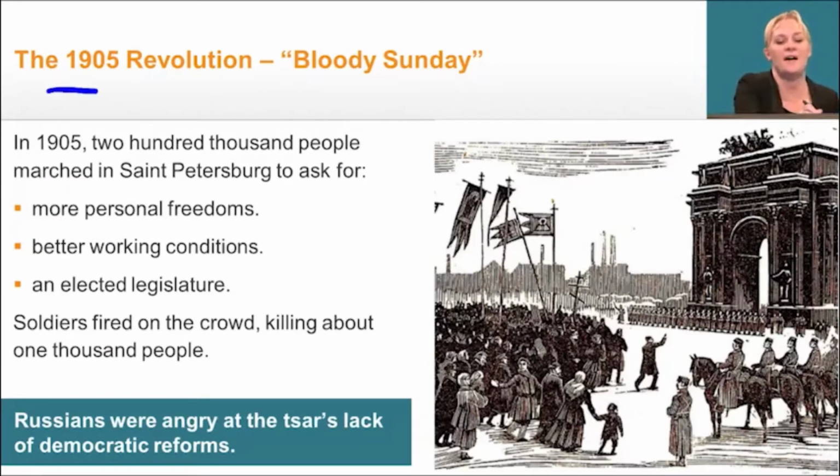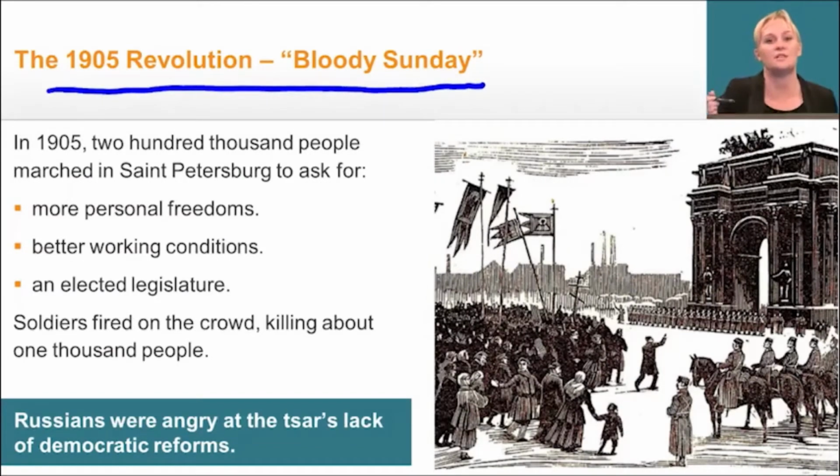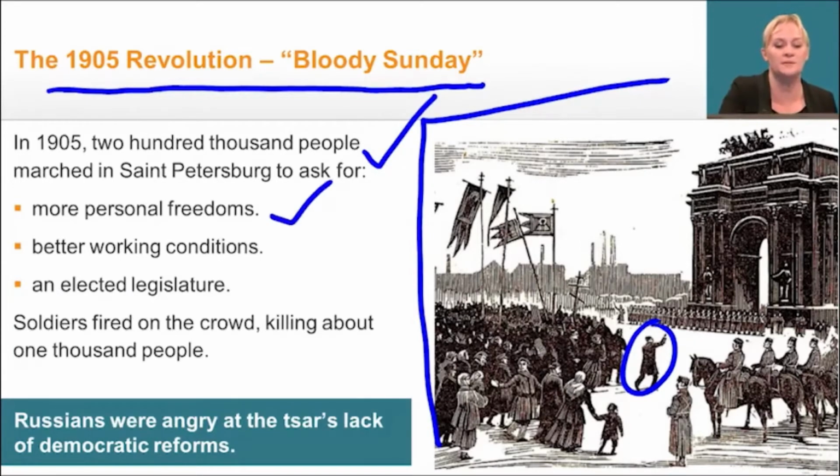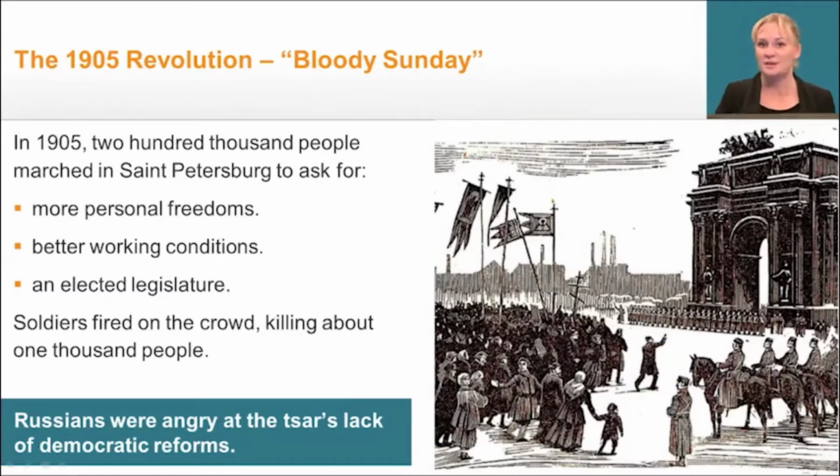This was the 1905 revolution incident that is now referred to as Bloody Sunday. Let's take a look at this photo right here. You can see all of these peasants leaving after church, following their minister, going to go talk to the Tsar. Well, in 1905, 200,000 people marched to St. Petersburg to ask for more personal freedoms, better working conditions, and an elected legislature. Their ministers said, let's go talk to the Tsar. He'll be reasonable and he'll help us. But the Tsar actually wasn't even home that day. But you can see who was home, this lineup of soldiers.